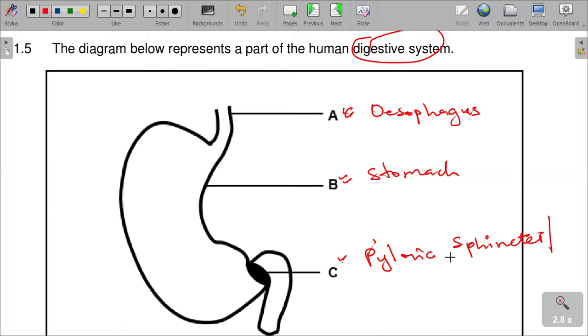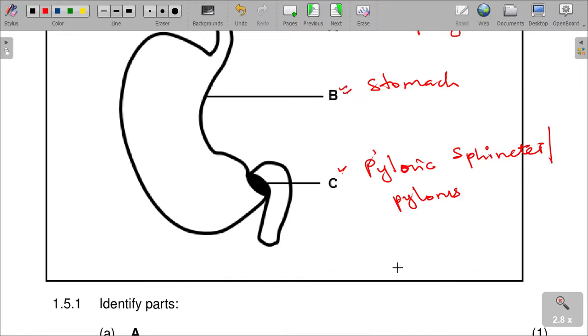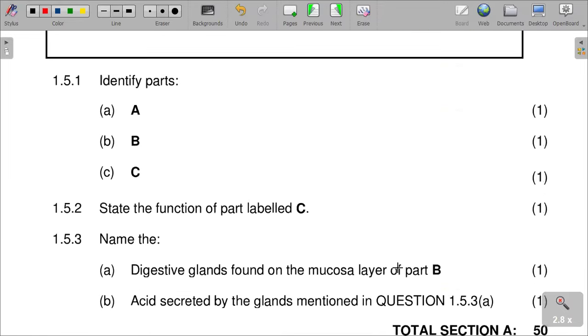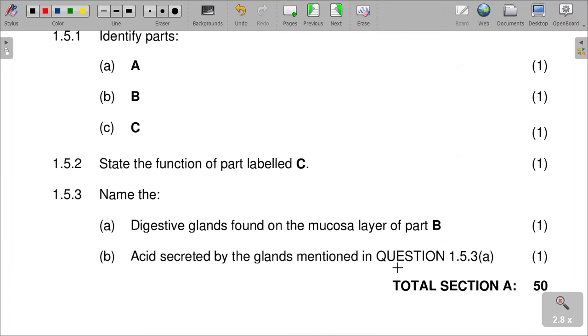Or in other books, we can just put it as the pylorus. So that is A, B, C: esophagus, the stomach, and the pyloric sphincter. I'm sure that you can actually not miss any marks there. Next question. I just answered A, B, C on the diagram there.